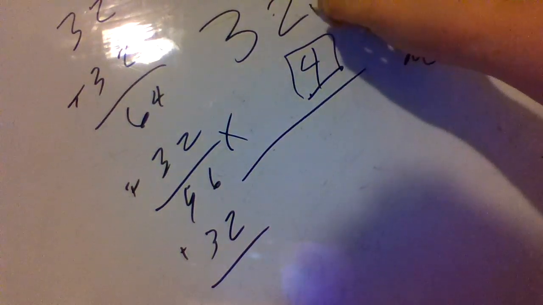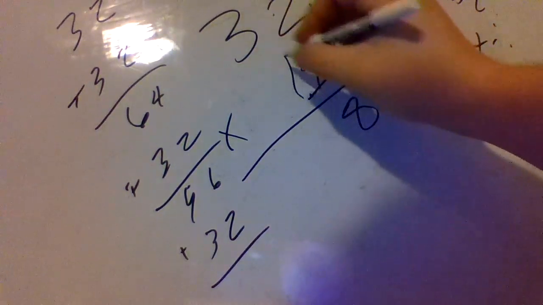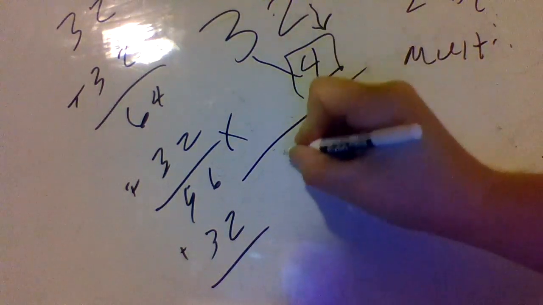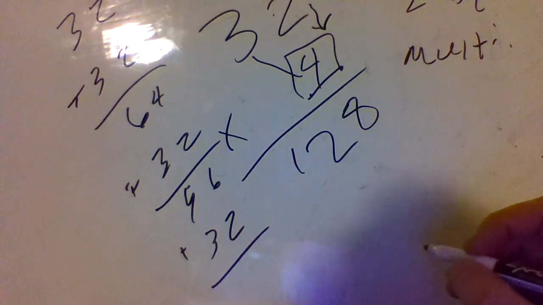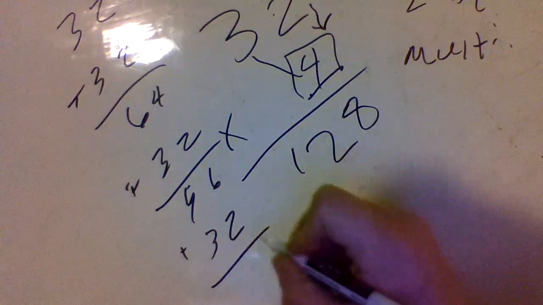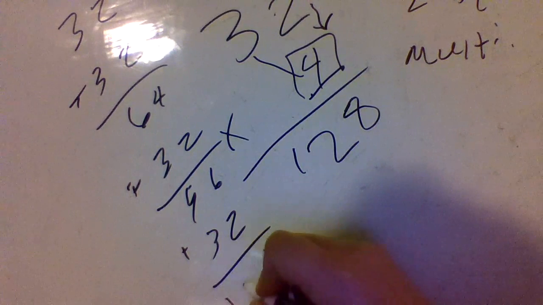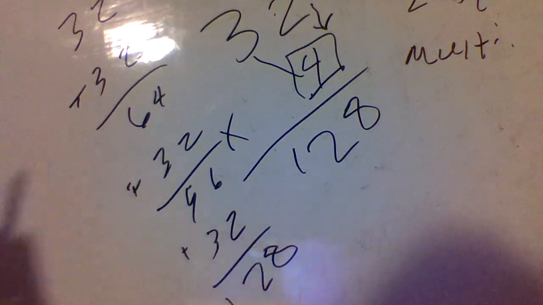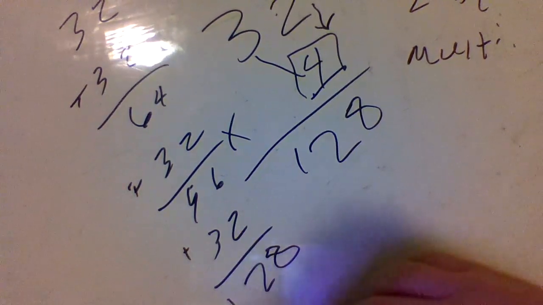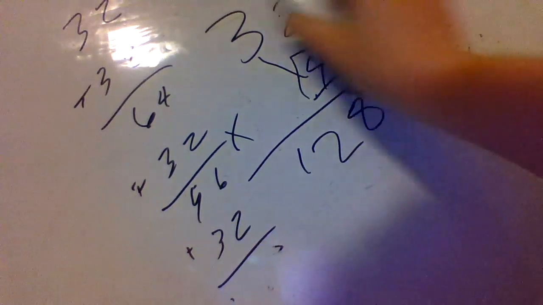So 2 times 4 is 8, and then 3 times 4 is 12. So 32 times 4 is 128. And I'm willing to bet if we did 96 plus 32, we get 128 also. 96 plus 32 is 128. So that is 2 methods, repeated addition and the standard algorithm, to do 2 by 1 multiplication.